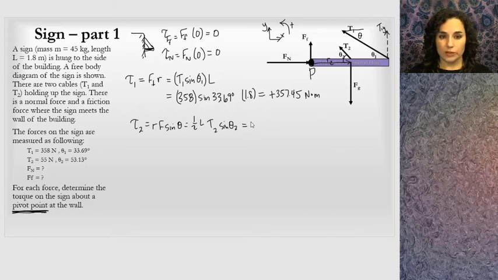I'm going to plug in my values, half of L, so I want 1.8 over 2, times the T2, which is 55 newtons, and then sine theta 2, 53.13 degrees. When you run this through your calculator, you get a value of 39.6 with the units of Newton meters. And again, let's consider whether it needs a positive or negative sign. It is also causing a rotation counterclockwise. So because I have positive defined as counterclockwise, I will put a positive sign here. So both of these are causing a positive torque.